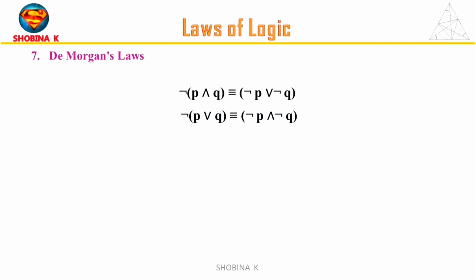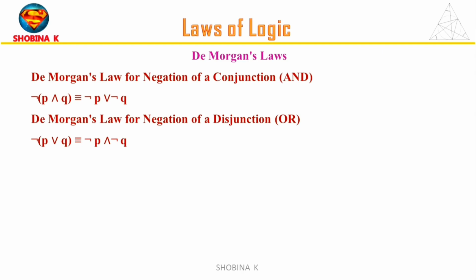De Morgan's laws are two important principles in propositional logic that describe the relationship between logical negation and the logical operations of conjunction and disjunction. There are two De Morgan's laws. Not (P and Q) is defined as (not P) or (not Q). This law states that the negation of the conjunction of two propositions P and Q is equivalent to the disjunction of the negations of P and Q. In other words, not (P and Q) is equivalent to (not P) or (not Q).